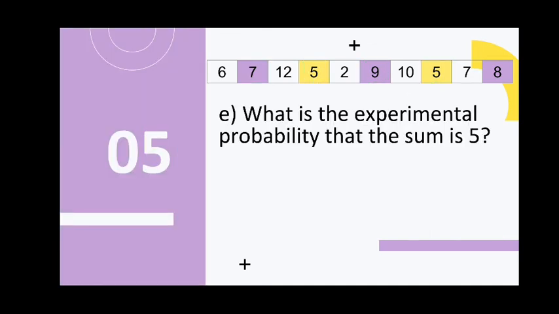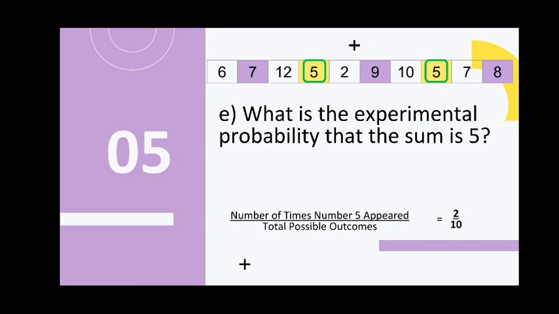Now, what is the experimental probability that the sum is 5? So we should know the number of times a number 5 appeared out of the total possible outcomes. Bibilangin lang natin kung ilan ang 5 dito sa given. So let's count. 1, 2. So twice lang nag-appear ang number 5 dito. So therefore, it is equal to 2 over 10. And ang greatest common factor ng 2 and 10 ay 2. So i-divide natin sila, which is equal to 1 over 5. Therefore, the experimental probability that the sum is 5 is equal to 1 over 5.